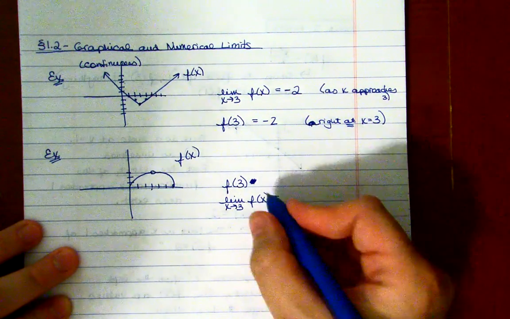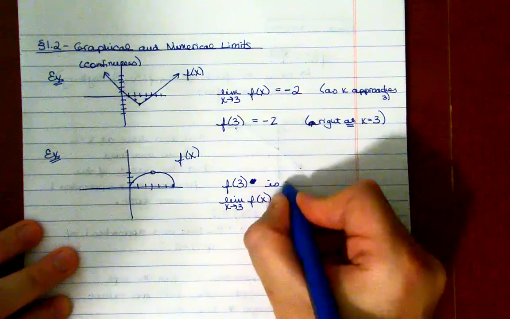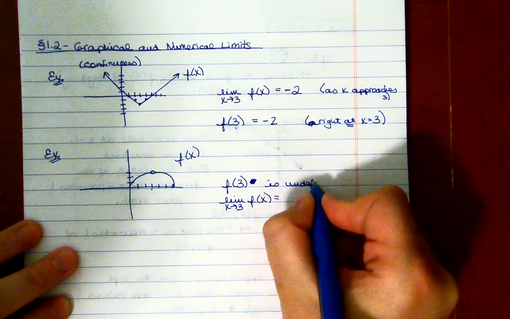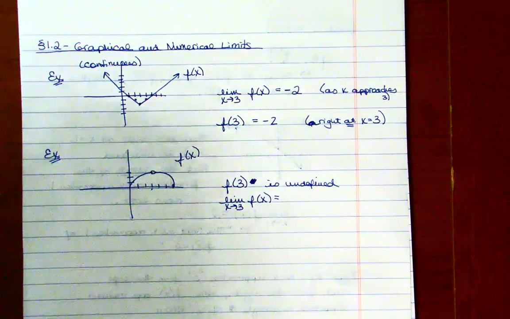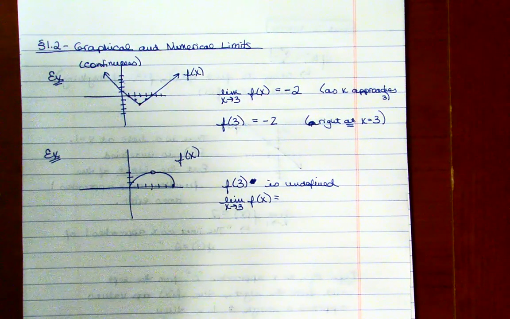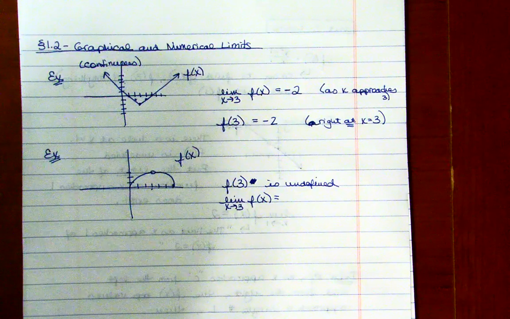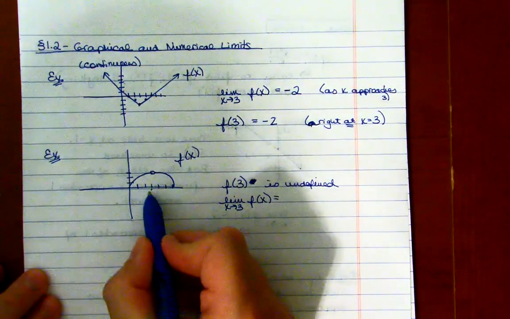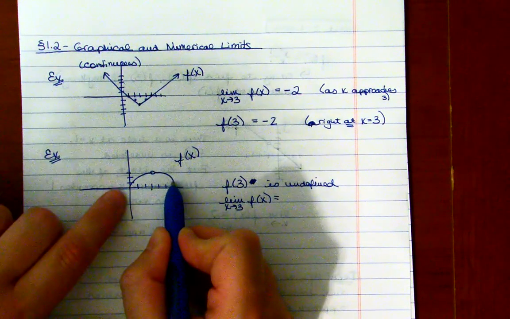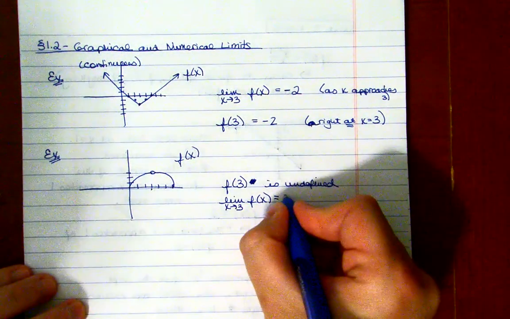Actually, I probably shouldn't say f of 3 equals undefined. I'm going to say f of 3 is undefined. We don't have any graph there. However, the limit is not. I would like you to try to find your limit. What y value are we getting close to as the x's get close to 3? Hopefully you're saying 3.